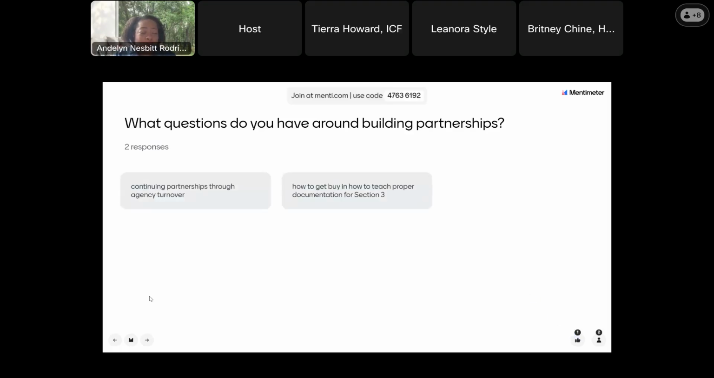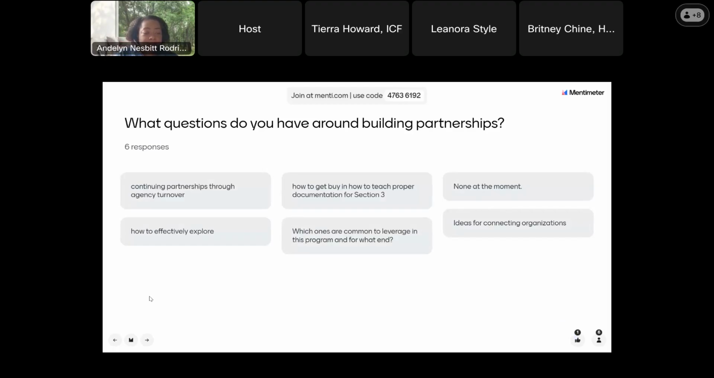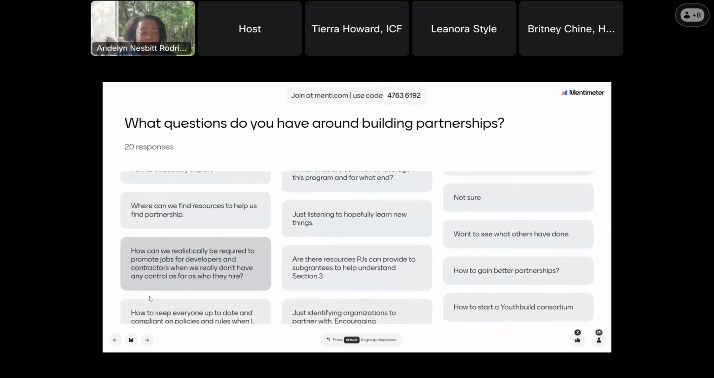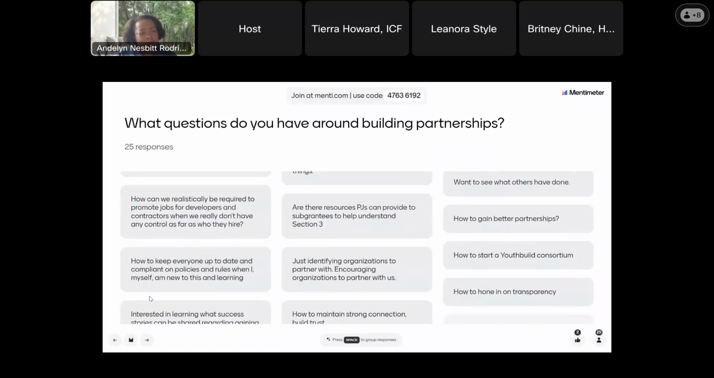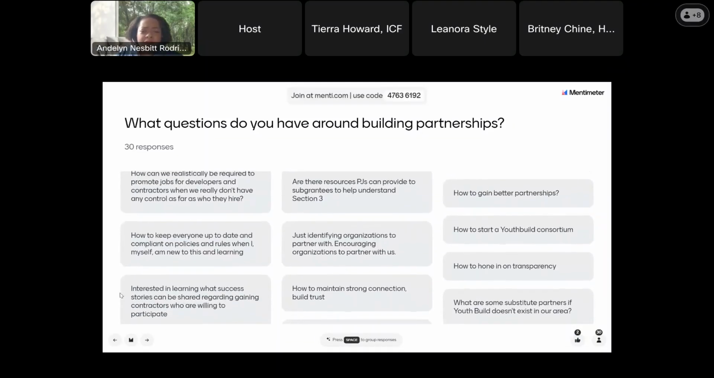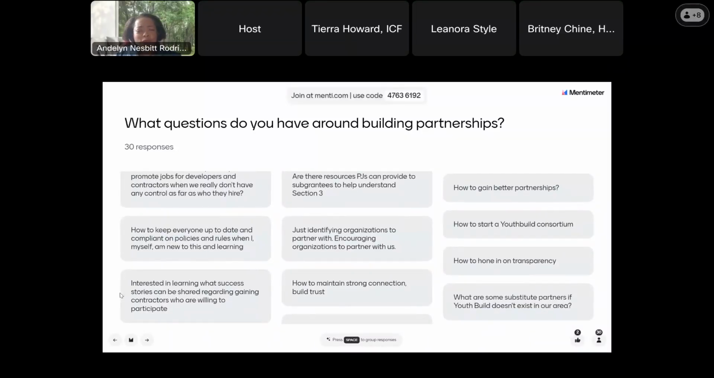Continuing partnerships through agency turnover. How to get buy-in to teach proper documentation for Section 3. None at the moment. Absolutely fine. Common to leverage for the program and to what end. Absolutely. Hopefully we'll give you a couple of ideas today about some partnerships that you can leverage. Just listening to learn new things. Wonderful. Welcome. Glad you're here. How can we realistically house for developers when we really don't have any control as to who they hire? So yeah, the new Section 3 rule doesn't focus so much on hiring anymore.